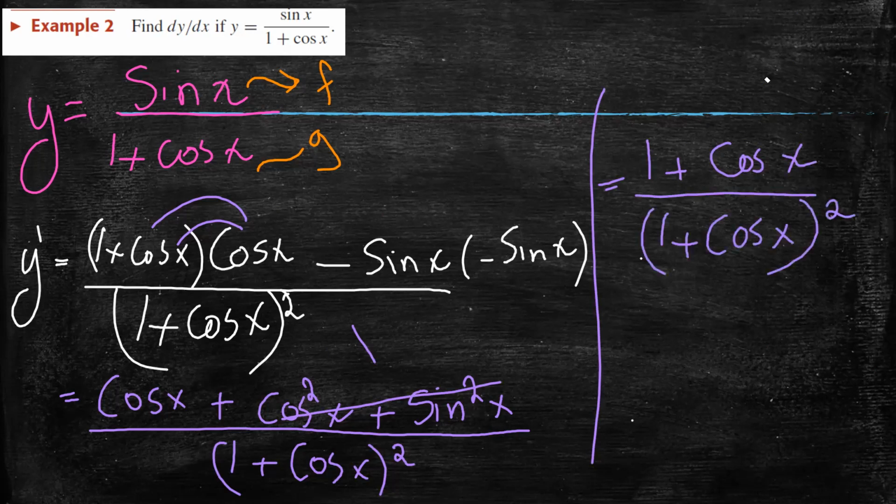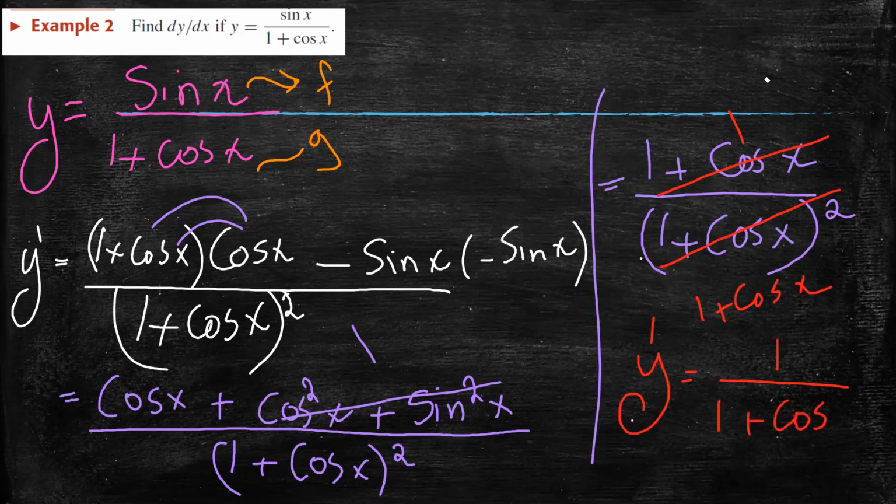Can I simplify it now? Yes, it can be simplified. Dividing by 1 plus cosine x, it will be 1 over 1 plus cosine x. Is it clear now? Yes, teacher.